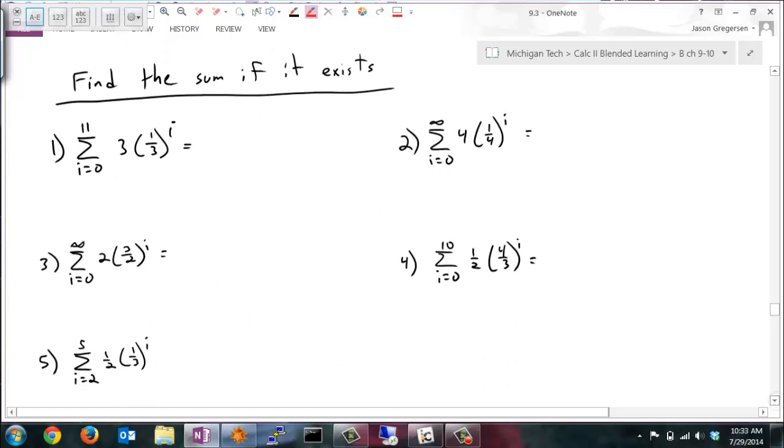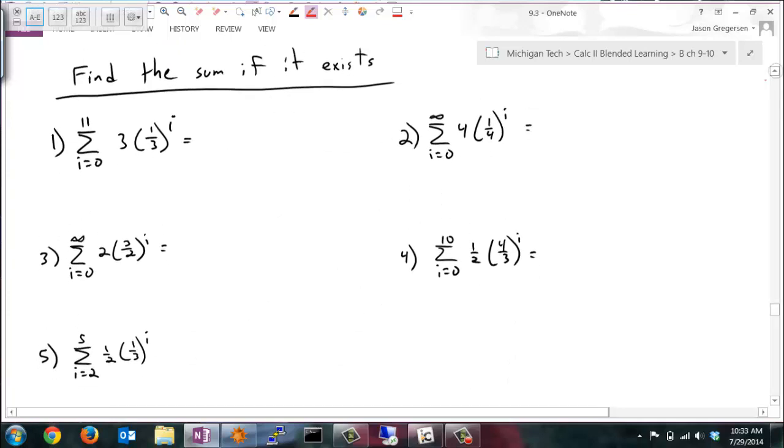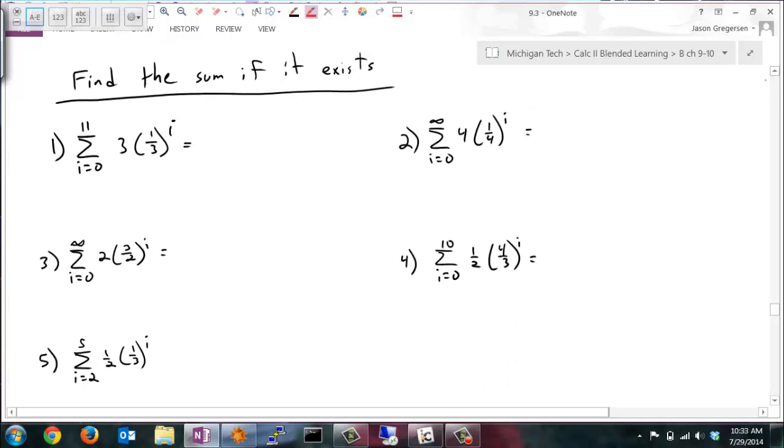5 problems. Find the sum if it exists. Some of these are finite, some of these are infinite, some of them are weird, i equals 2 to 5. See what you can do. Feel free to work on these in groups. Feel free to talk to your neighbor. Feel free to raise your hand. Nope, you can keep this in your notes.